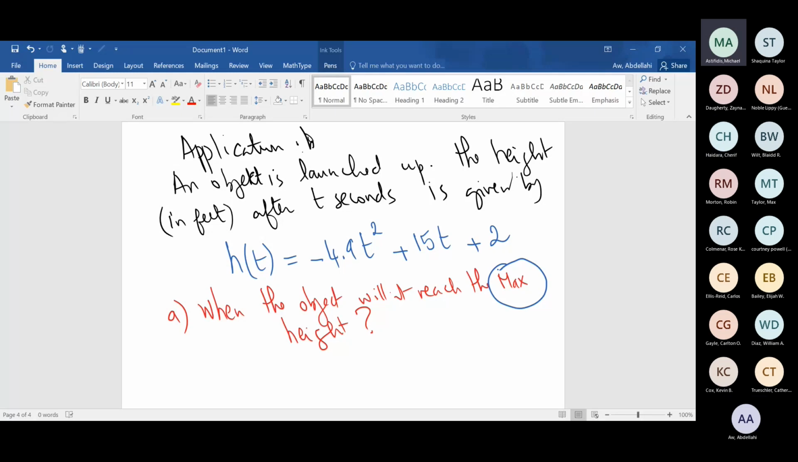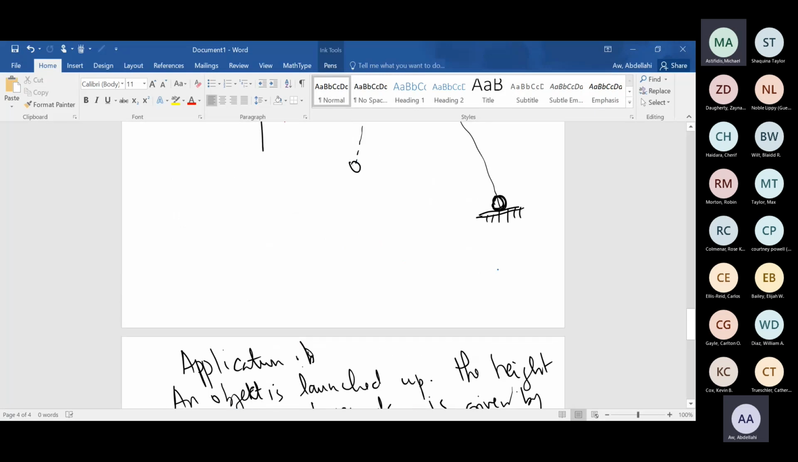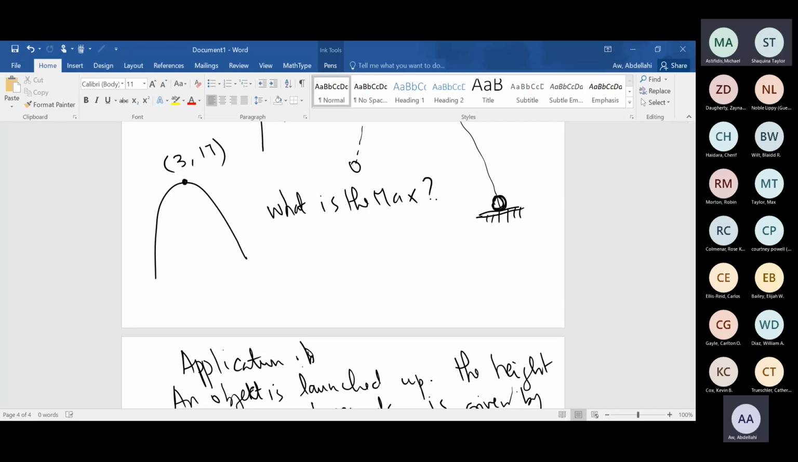Let me do this. And the vertex here is, let's say, the vertex is 3, 17. When I say, what is the maximum? What is your answer? The 3 or the 17? 17. My answer will be the 17, right? What is the maximum? My answer will be 17.